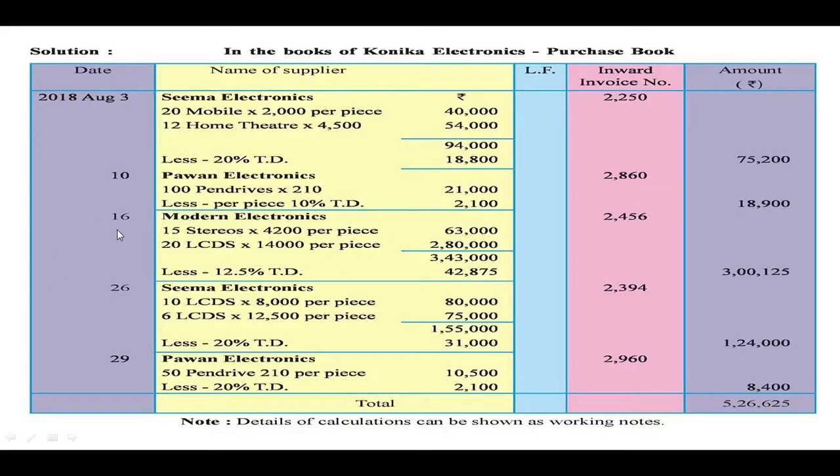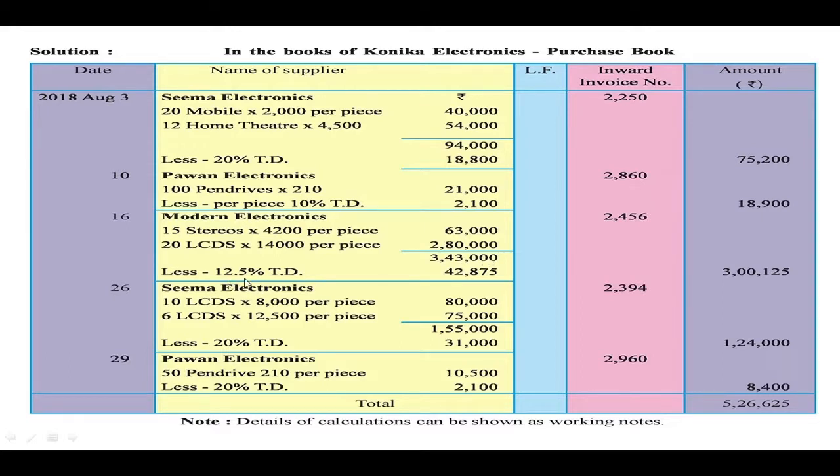Date is written 16th August. Name of the supplier, Modern Electronics. Then 15 stereos at 4,200, that comes to rupees 63,000. Then 20 LCDs at the rate of 14,000 per piece, that comes to rupees 2,80,000. The total of these two items comes to rupees 3,43,000.